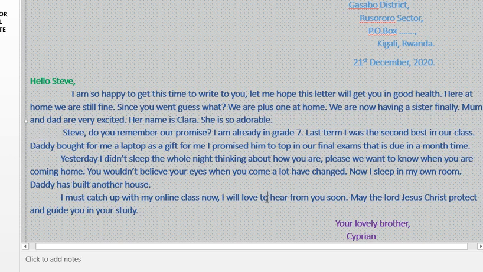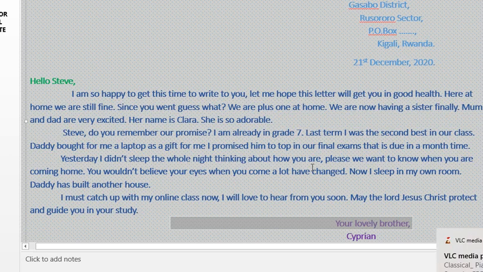So if you're done writing your letter, now you want to come to the closing part of it. You can see that the closing is this side of the letter. Here is where you write your closing. You can see here, your lovely brother, comma, and then below it, you put your name. You just write only one of your names. So the person who has written this letter is called Cyprian and has written the letter to Steve. So it is as simple as that. This method is called the British style of writing a letter, that is an informal letter.